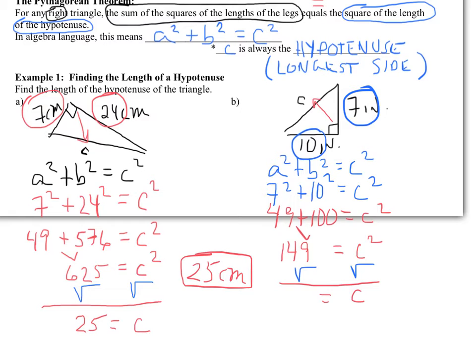Now the square root of 149, we don't know that number. It's not a perfect square. It's someplace between 12 and 13. We're going to use the calculator. Again, we only want the positive answer on this one, and it is about 12.2. So our better answer is to say it's approximately 12.2 inches.